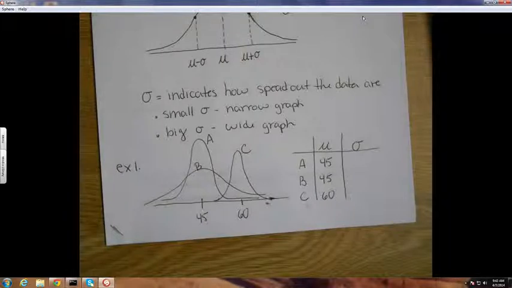Now standard deviations, you can't tell me what the numbers are, but you should be able to put them in order. Which one has the biggest standard deviation, which one has the smallest, and which one's in the middle. So which graph has the biggest standard deviation? B. Why B? The widest. So B has the biggest.